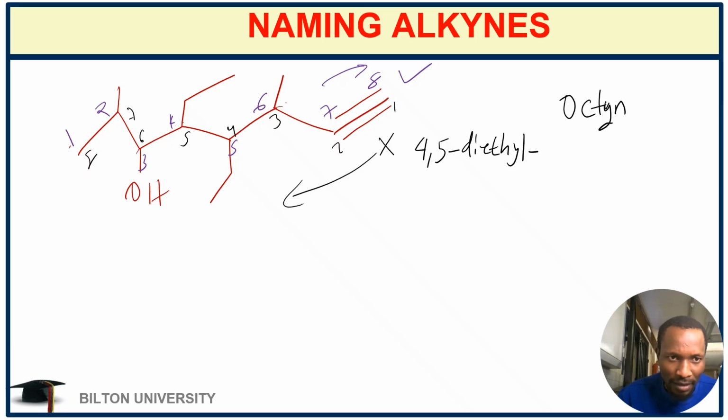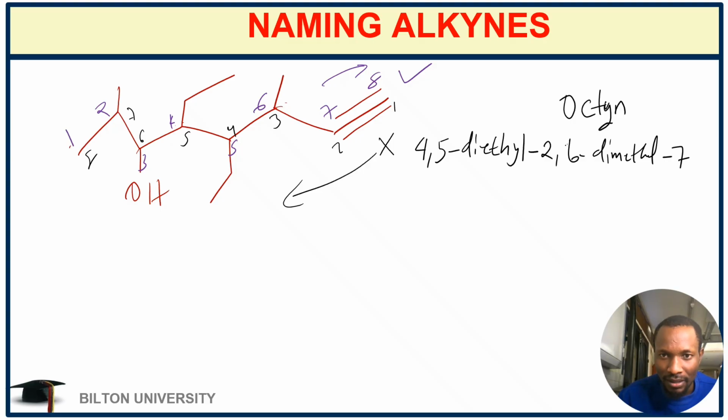On carbon number 2 and carbon number 3, we have our methyl group. So we're going to say 2,6 dimethyl, and then our triple bond is on carbon number 7. So I'll put here 7.